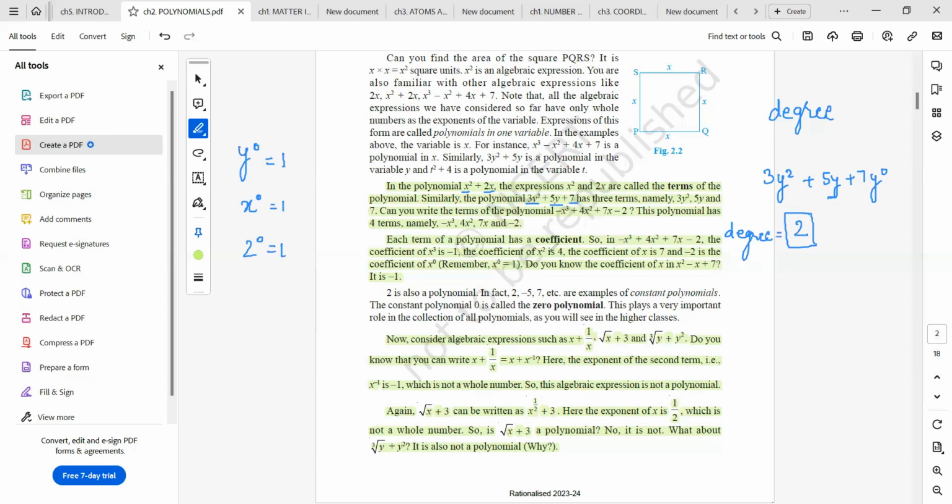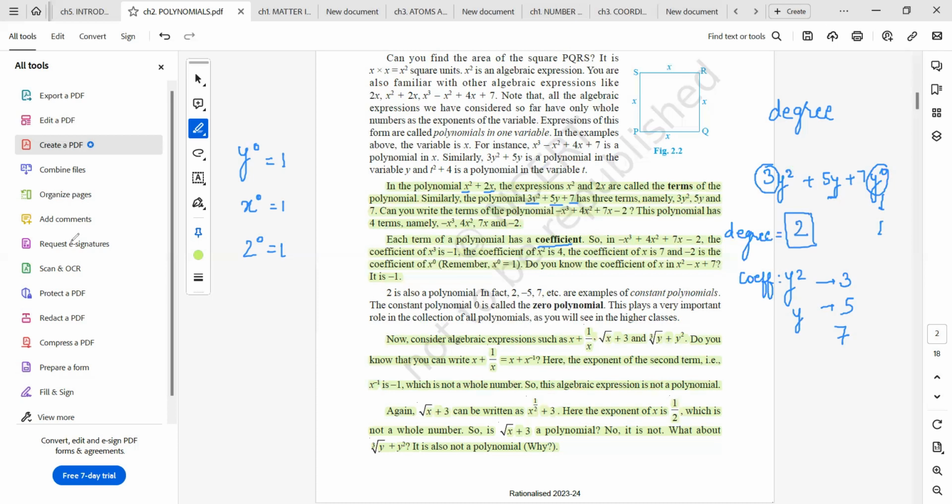Now, the next thing is coefficient. Coefficient is what it is multiplied with. Like in the first term, what is the coefficient of y square? The y square is multiplied with 3. So the coefficient of y square is 3. Now in the second term, what is the coefficient of y? The coefficient of y is 5. And the third term is a constant because y to the power 0 is 1. So 7 is the constant term. Clear? So that is how we define the degree, the coefficient, and the polynomial.